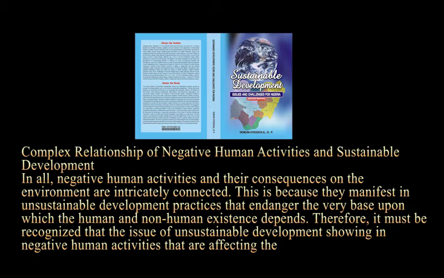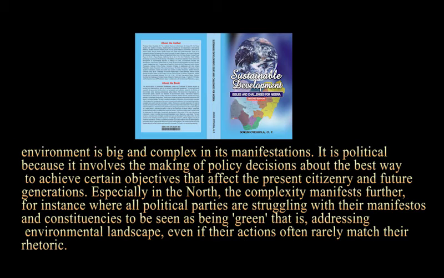In all, negative human activities and their consequences on the environment are intricately connected. This is because they manifest in unsustainable development practices that endanger the very base upon which human and non-human existence depends. Therefore, it must be recognized that the issue of unsustainable development showing in negative human activities that are affecting the environment is big and complex in its manifestations. It is political because it involves the making of policy decisions about the best way to achieve certain objectives that affect the present citizenry and future generations.